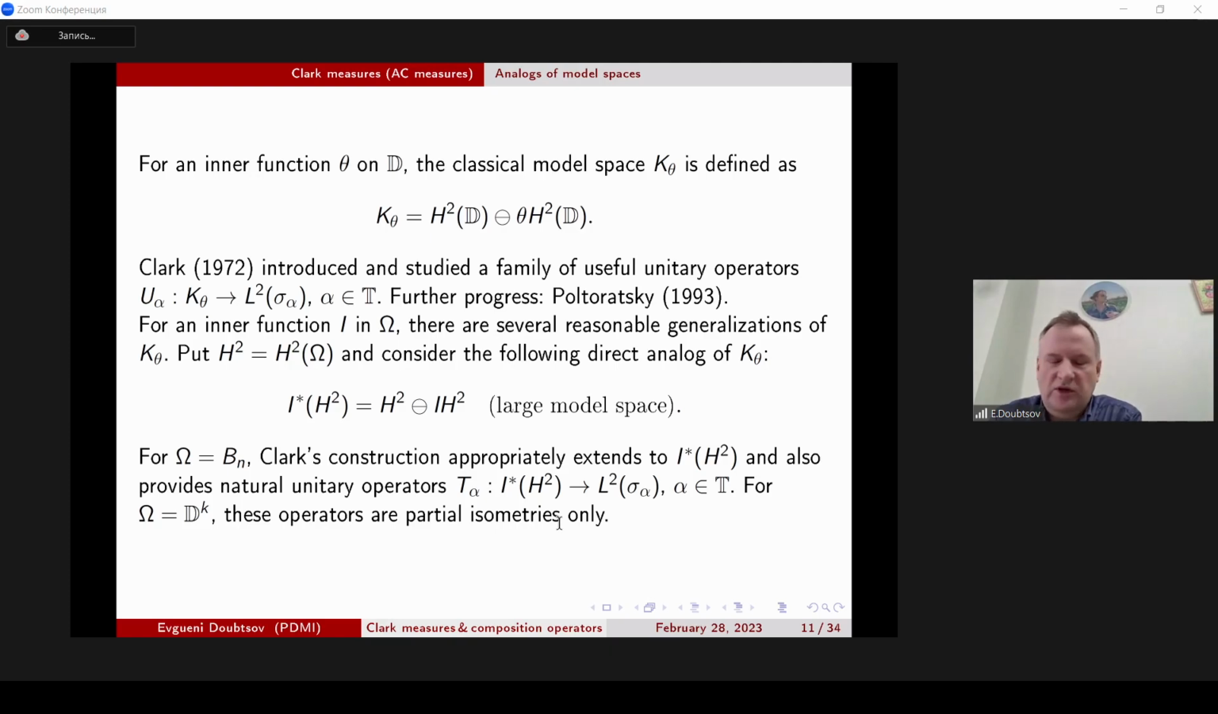Well, in general, this is not a big surprise. K theta is a Hilbert space, a separable Hilbert space. L2 of sigma alpha is also a separable Hilbert space. But this is not like an abstract result.